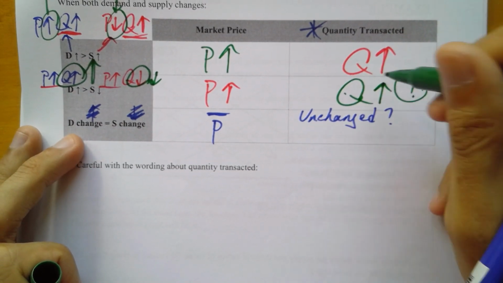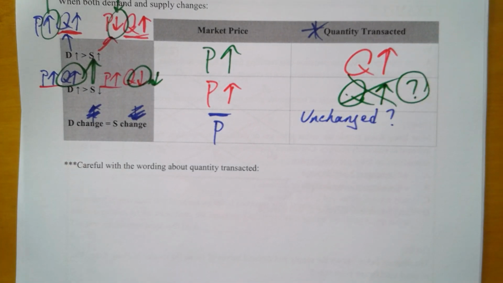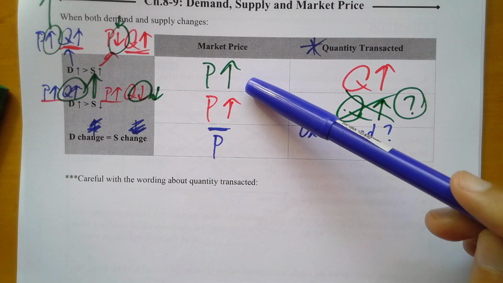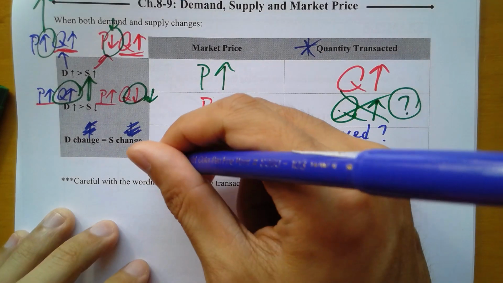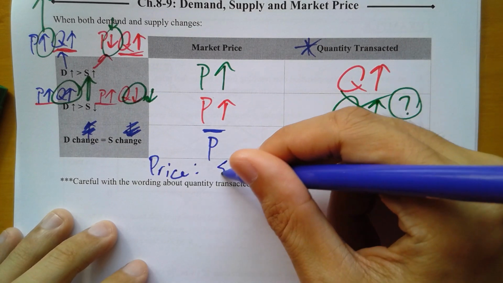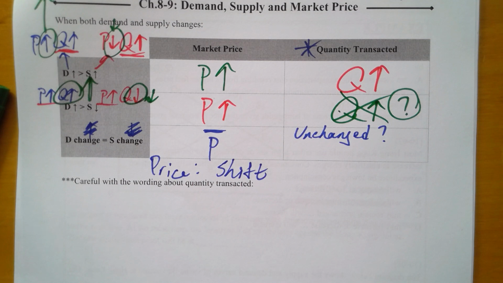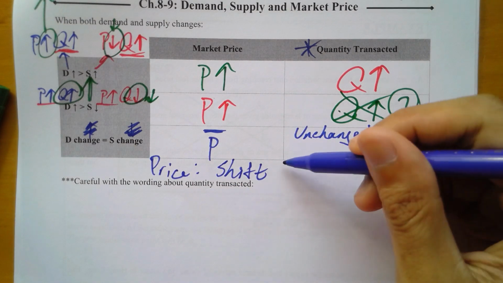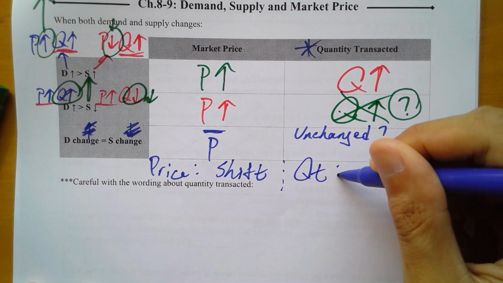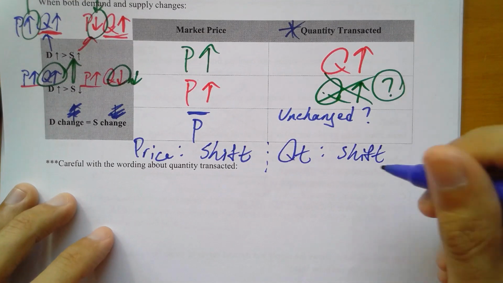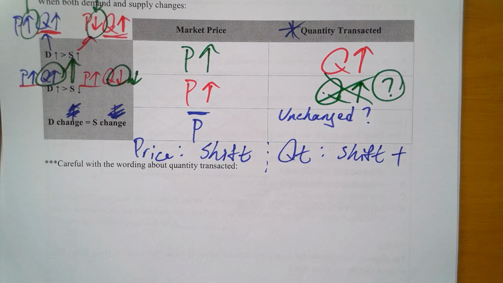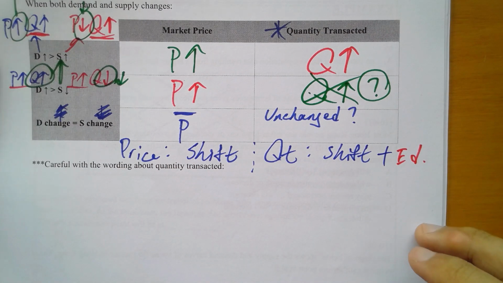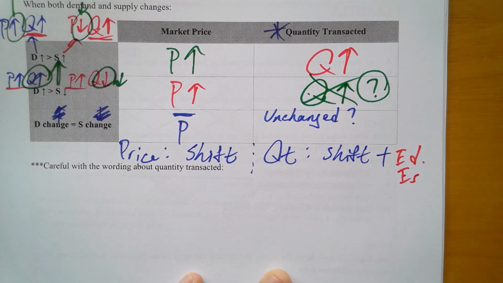Actually, this is a big question mark. We are uncertain. What happens? If both change together, concerning price, you just look at the shift itself. Whoever shifts more will be the winner in the price war. But when it comes to quantity transacted, you can't just look at the shift, but you also have to look at other things, which we learn in chapter 10. We call it elasticity of demand or elasticity of supply.